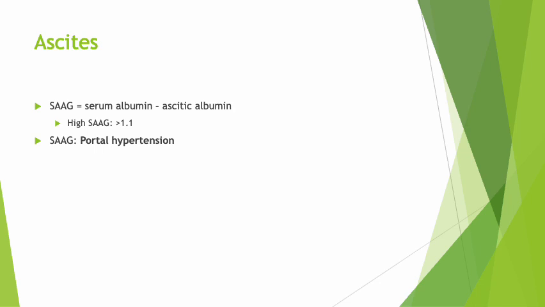And the way that I think about SAAG is, is there a cause for portal hypertension? Is there something causing backup, like heart failure or cirrhosis, which is causing elevated pressures in the portal system? So always think about portal hypertension if you're seeing a high SAAG gradient.